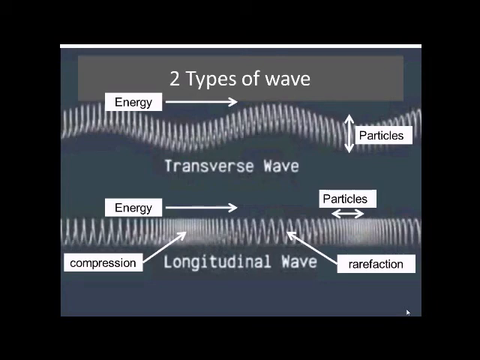The first thing you should notice is that in both of these waves, the particles aren't actually being moved from one place to another. The particles are just oscillating, okay? So waves don't move particles, they transfer energy, all right? The particles just oscillate. So in transverse waves, the particles oscillate perpendicular to the direction of transfer of energy. So they oscillate up and down.